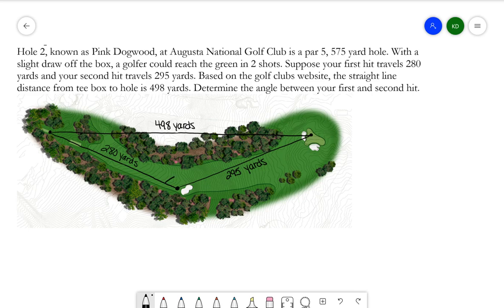What we're trying to solve for is this angle here. We want to know how many degrees difference there is between my first and second shot. Right off the bat, when I'm trying to decide if I'm using sine or cosine law, if I have all 3 sides of a triangle, we want to use the cosine law.